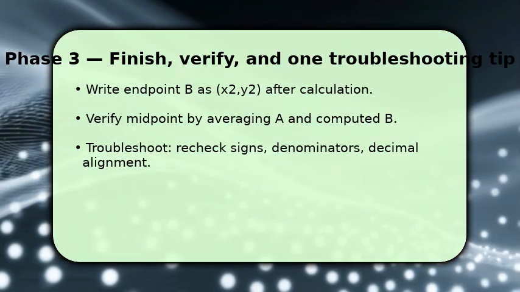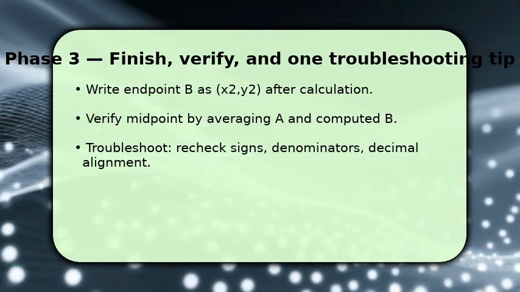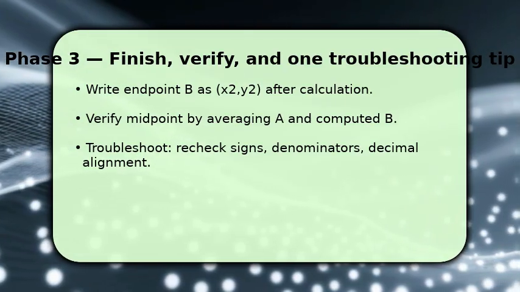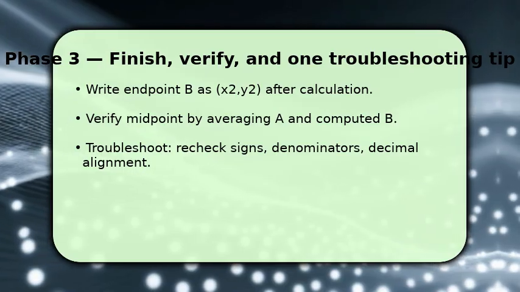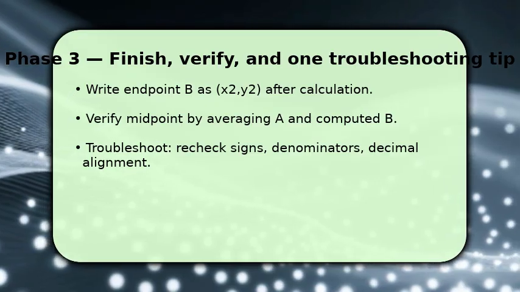Finish by writing the computed endpoint B as x2, y2, and then verify. Average x1 and x2, average y1 and y2, and confirm you get xm and ym. Once done, this confirmatory step proves your result.